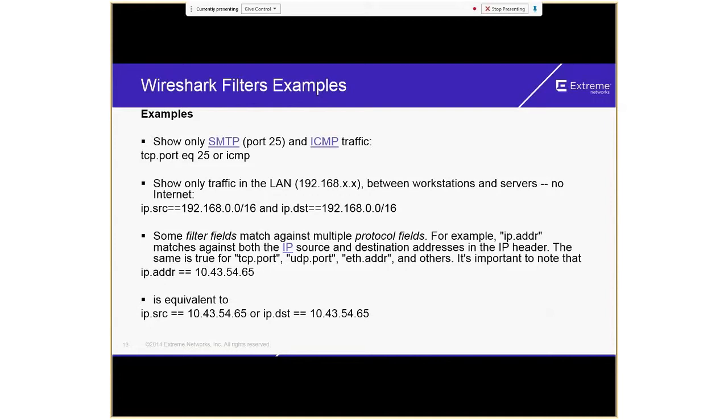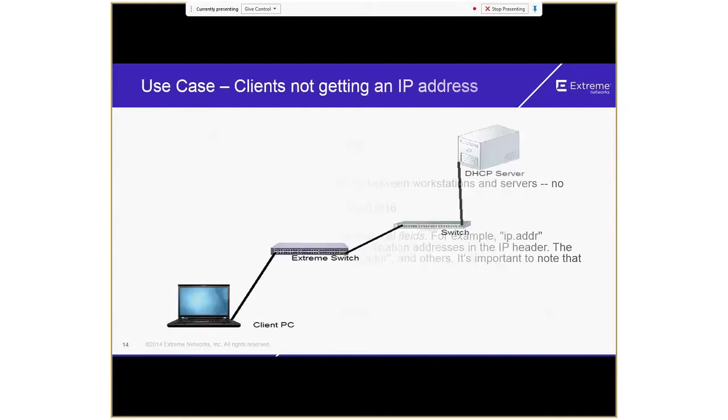Some filters match multiple protocol fields. For example, if you say ip.addr, you will get information about the source and the destination address as well. It all depends on how you want to use the filter. So we'll go into the next one.